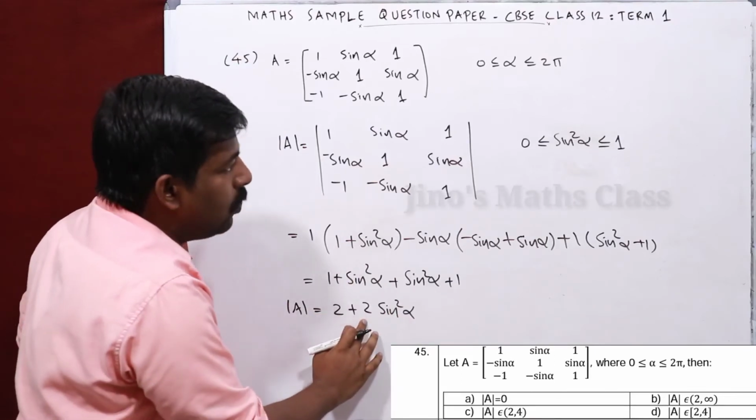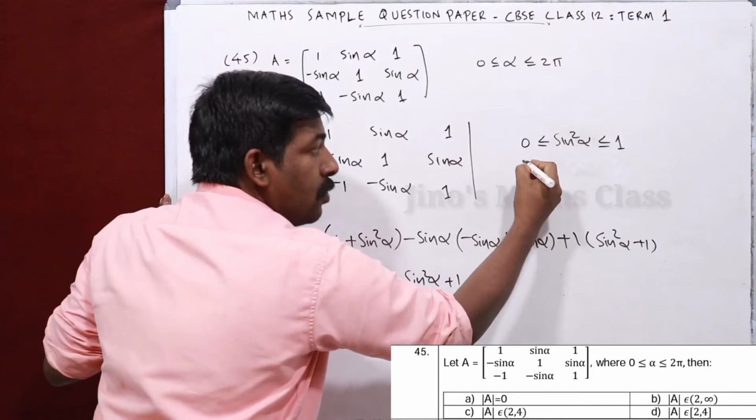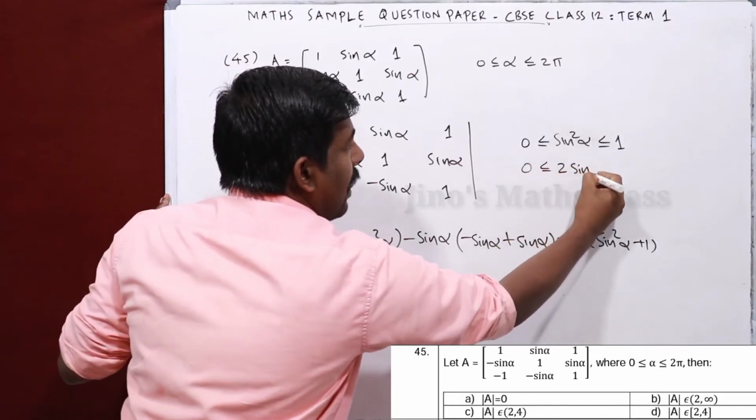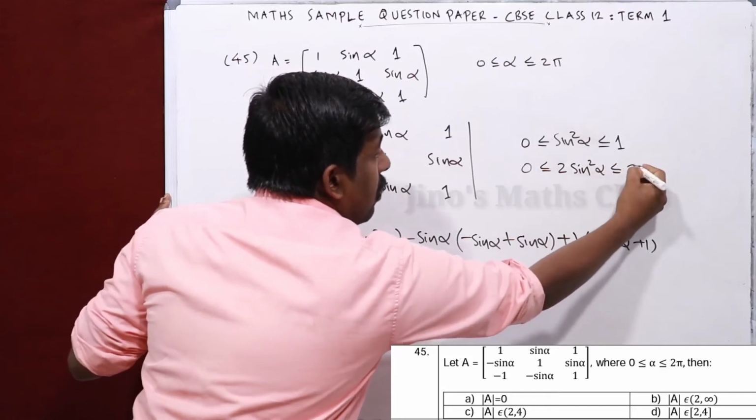And here we need a 2. That's why here we can multiply with 2 throughout. So at a time here it is 0 lesser than or equal to 2 sin square alpha lesser than or equal to 2, correct?